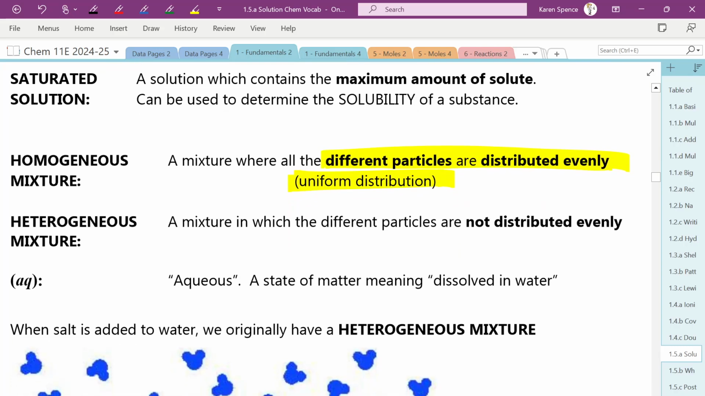A heterogeneous mixture is when the particles are not distributed evenly. And then we have AQ. Do you guys know what AQ stands for? It stands for aqueous, and it literally just means dissolved in water.